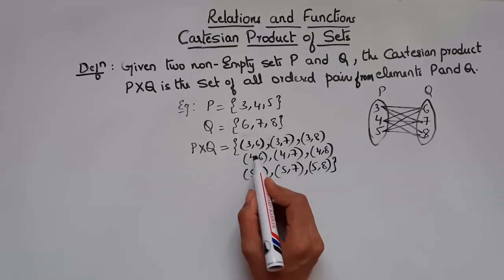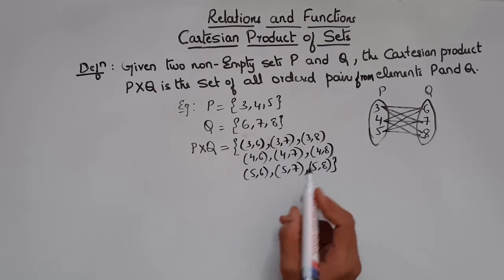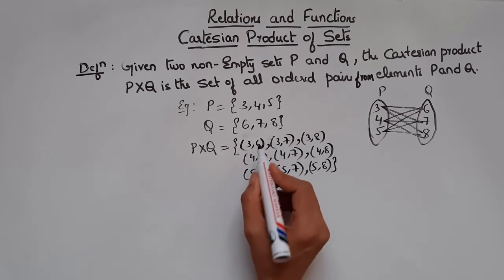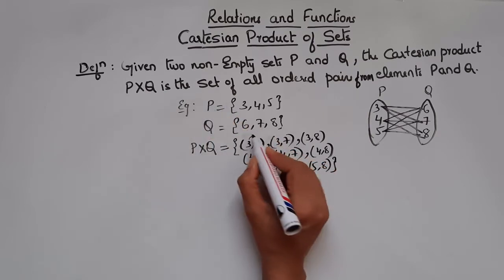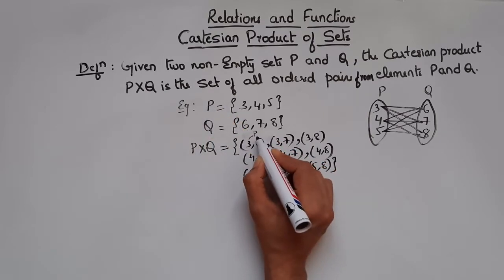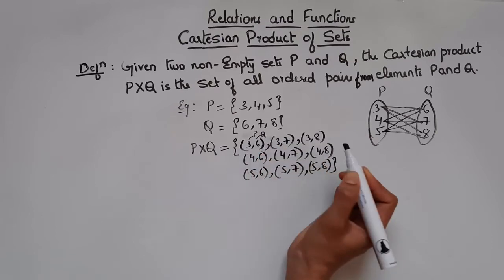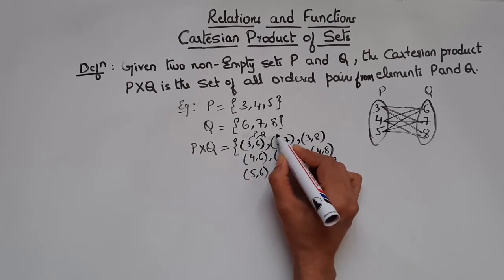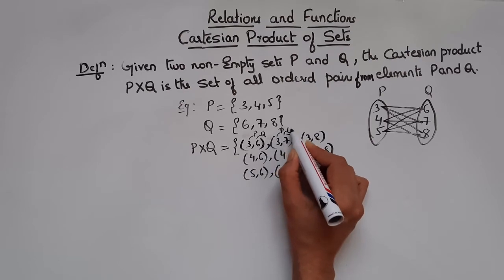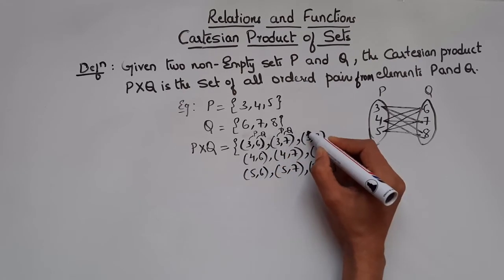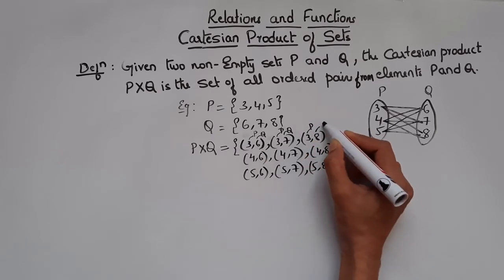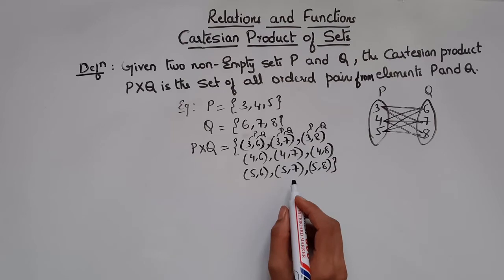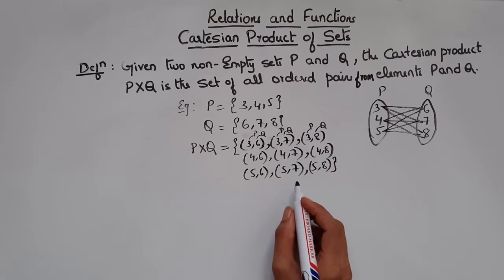So how many ordered pairs are possible? 1, 2, 3, 4, 5, 6, 7, 8, 9. So 9 pairs are possible. In each ordered pair, the first element belongs to set P, that is the first set, and the second element belongs to set Q, which is the second set. Here this is the element from set P and this is the element from set Q. Similarly, this is the element from the first set, that is P, and this is the element from the second set, that is Q. So in an ordered pair, the first element belongs to the first set and the second element belongs to the second set. I hope this is clear.